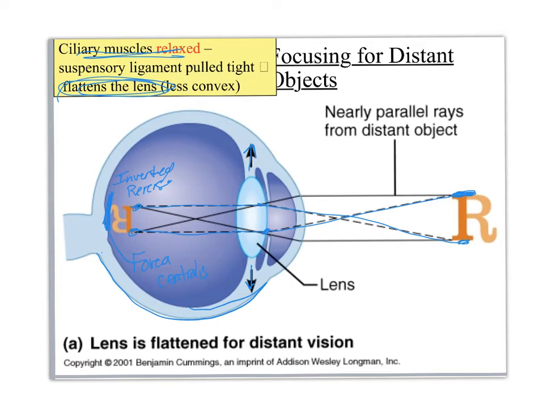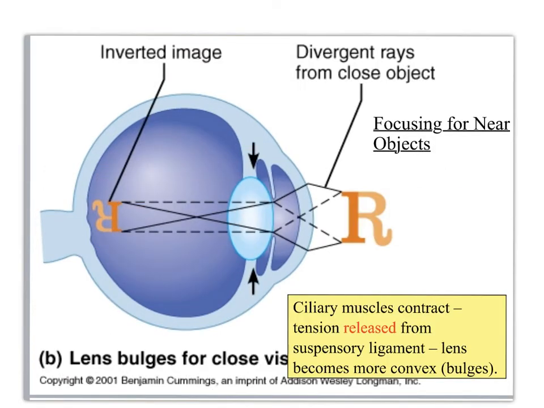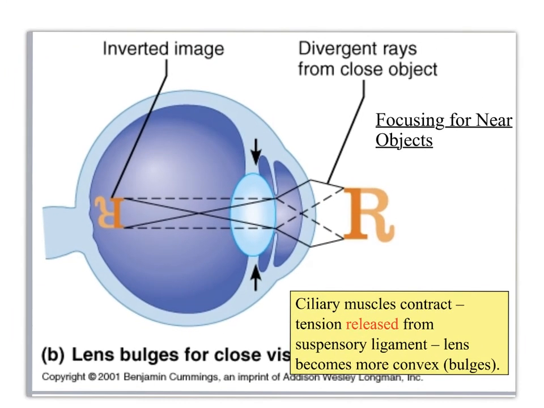Now let's look at the next one where we're going to do near vision. Here we are looking at a nice normal eyeball, but the letter R is really close to the eyeball now. So what you're going to do is contract the ciliary muscles, which is going to release the suspensory ligaments. I know it's a little counterintuitive, so just memorize it.